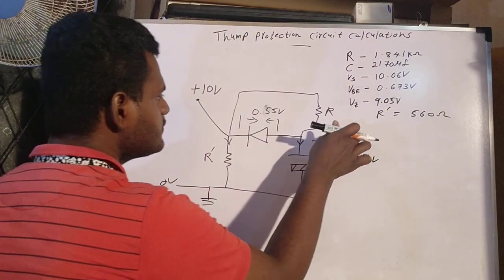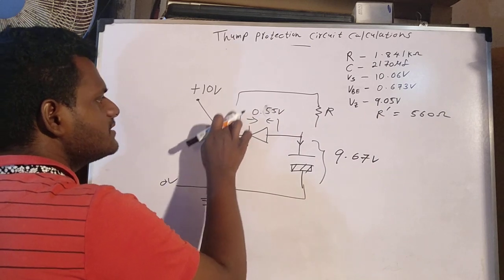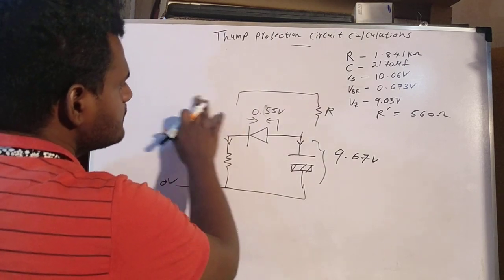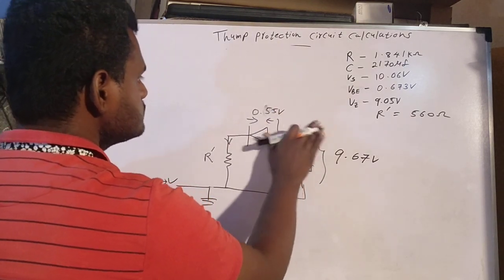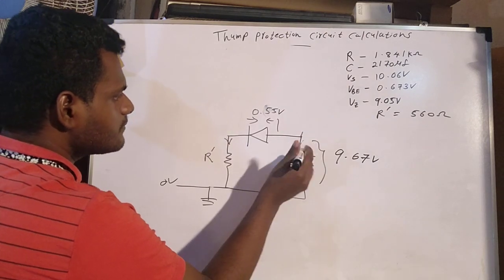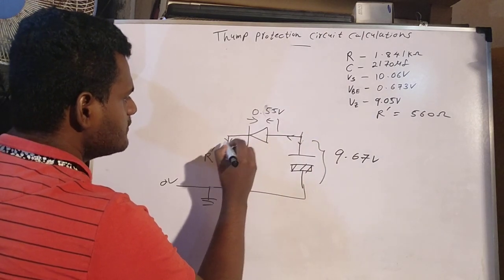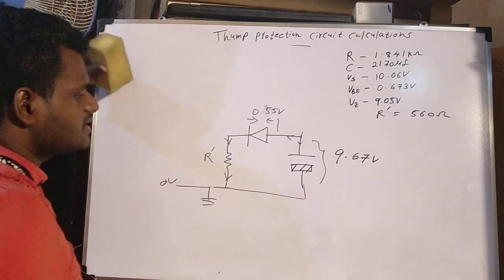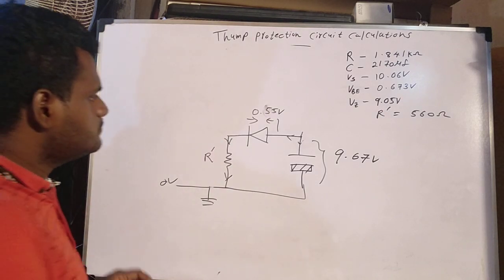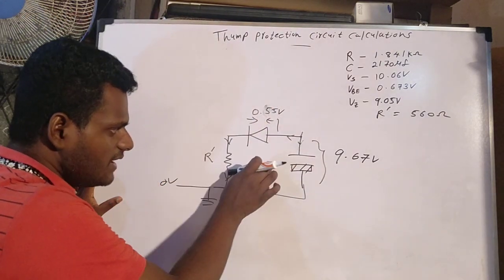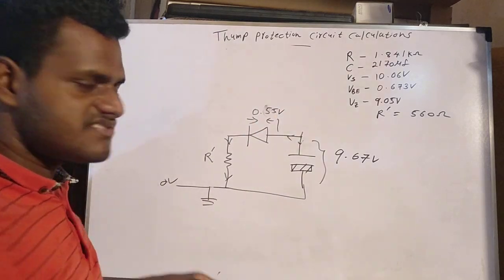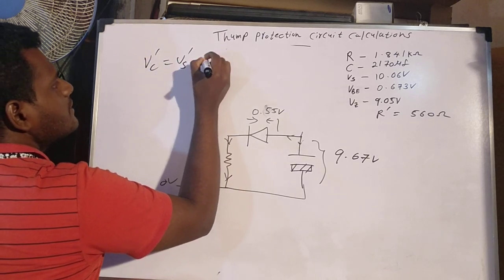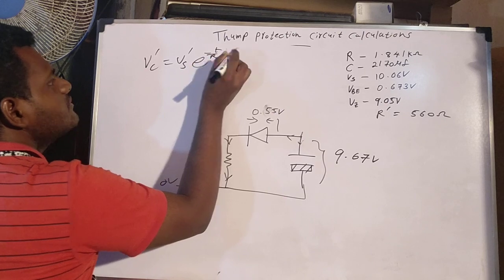So what happened after disconnecting these parts? Then there's no 10 volts reference. Current is flowing upwards, flowing to this and dissipating somehow. Then we can apply our discharging equation. What is the equation? Vc dash equals Vs dash times e to the power minus t over RC.